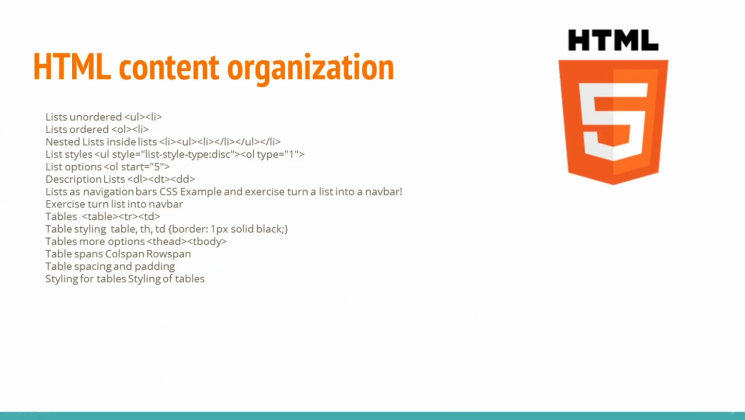In the next set of lessons, we're going to look at more content organization within our HTML. We're going to look at unordered lists, ordered lists, how we can specify what we want within those lists, how we want styles, options, and also description lists, how we can use these lists within a navigation bar, and how we can use tables and do styling within tables.